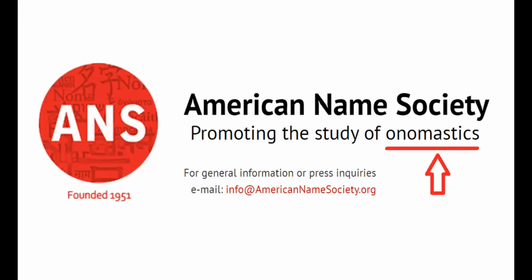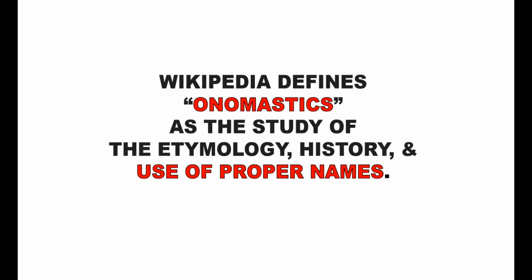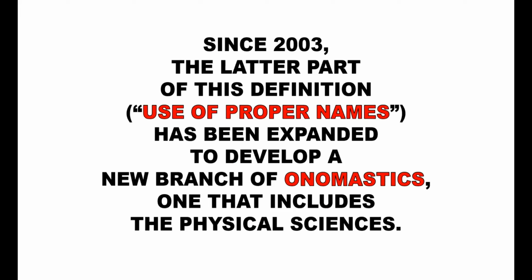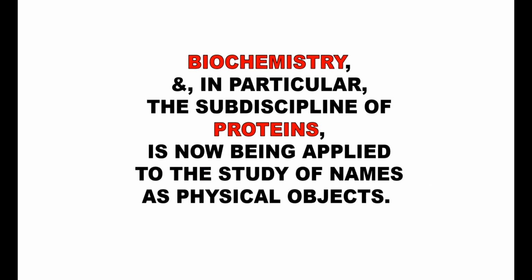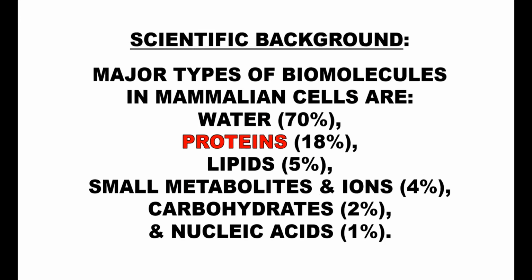The logo of the American Name Society is promoting the study of onomastics. And Wikipedia defines onomastics as the study of the etymology, history, and use of proper names. Since 2003, the latter part of this definition, the use of proper names, has been expanded to develop a new branch of onomastics, one that includes the physical sciences. Biochemistry, and in particular the subdiscipline of proteins, is now being applied to the study of names as physical objects. I'd like to spend the next 20 slides giving you some scientific background for the concept.